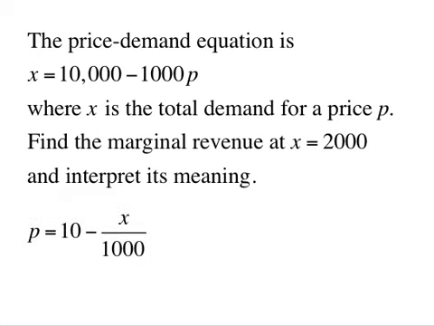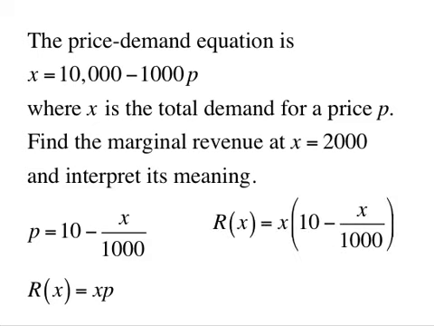We have to recognize that revenue is, again, x, number of items we sell, or our demand, times p, price per item. So if revenue was x times p, where does that leave us? We get x times the quantity 10 minus x over 1,000. Multiplying in that x, it'll be 10x minus x squared over 1,000 is our revenue function.